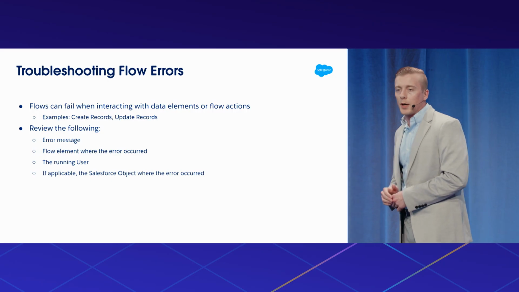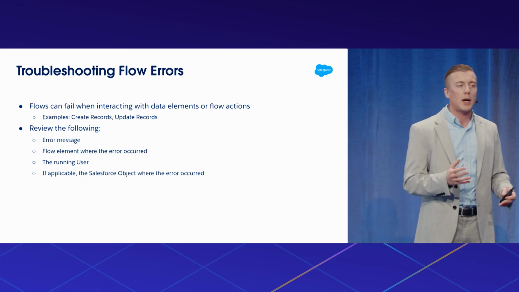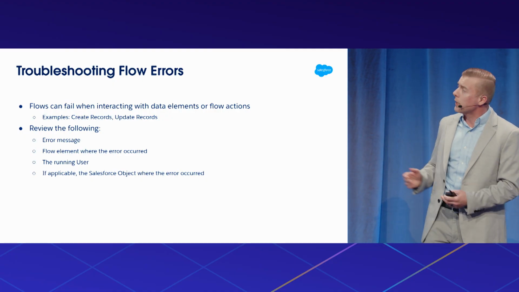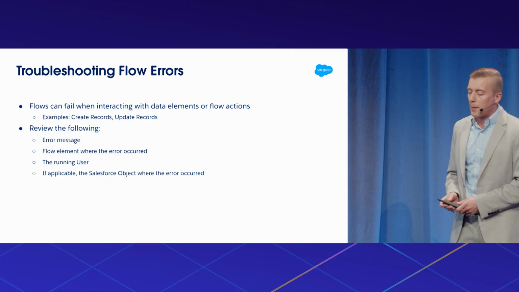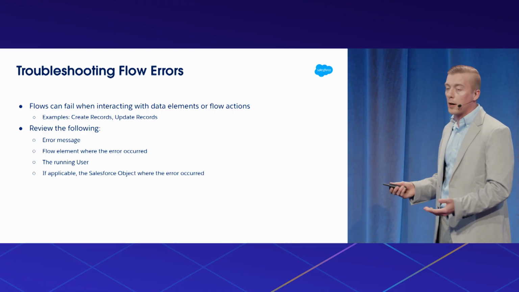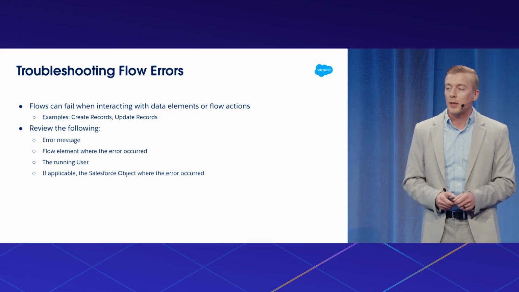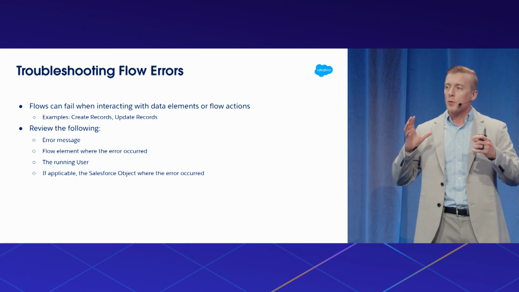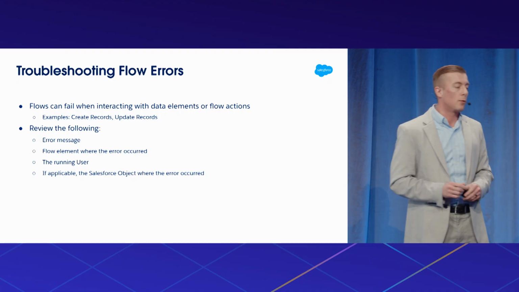Look at the running user. If this flow is erroring for everybody, it's probably not permissions-based. It's probably something with the architecture of the flow. But if it's a single user or a single subset of users, perhaps it is permissions-based. And then, of course, if applicable, look at the Salesforce object where the error occurred. Again, that might be validation rules, might be field level security, might be permissions. These elements just all help you narrow down exactly what you need to do to fix your flow and get it up and running faster.